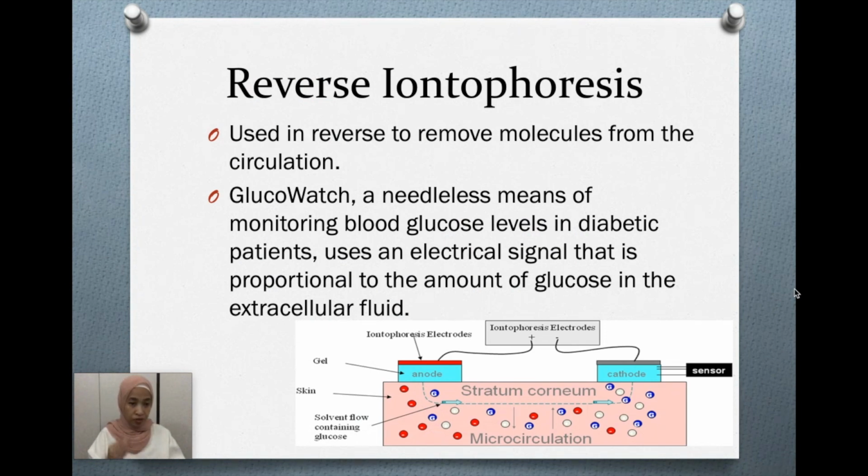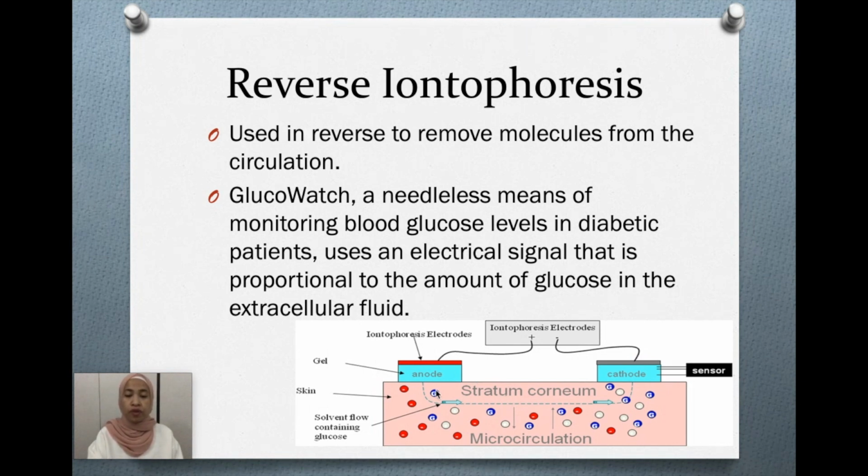Now, first we had iontophoresis. Now we have reverse iontophoresis. So rather than pushing the drug into the skin, you actually take whatever you need from the blood circulation. This example is GlucoWatch, for detecting how much glucose you have in your blood. GlucoWatch has already been discontinued, but I just want to tell you how it works.